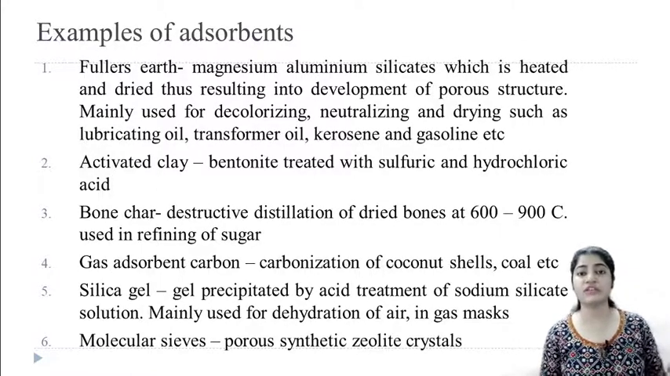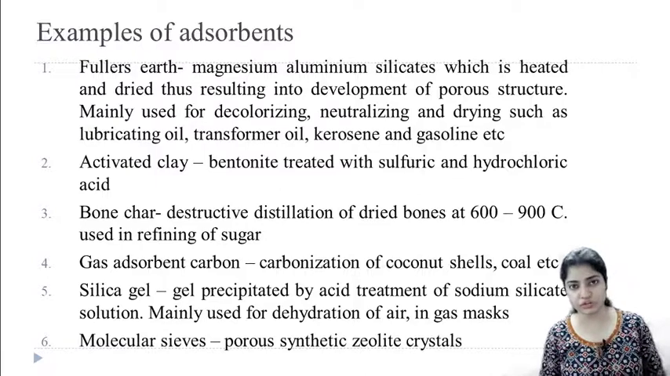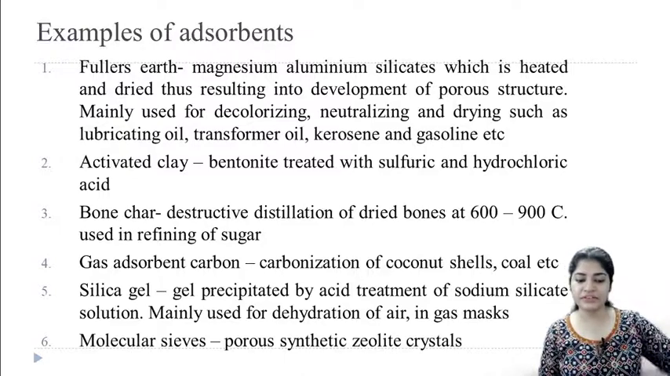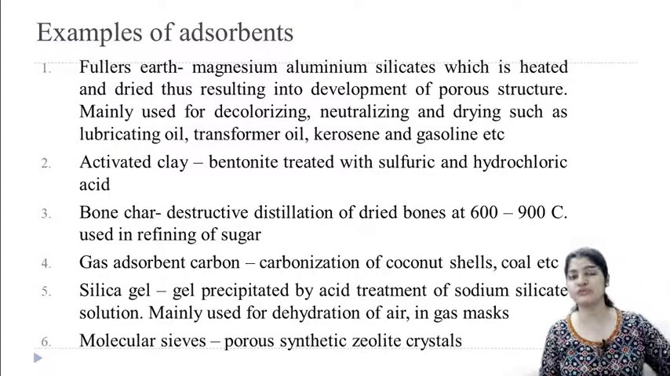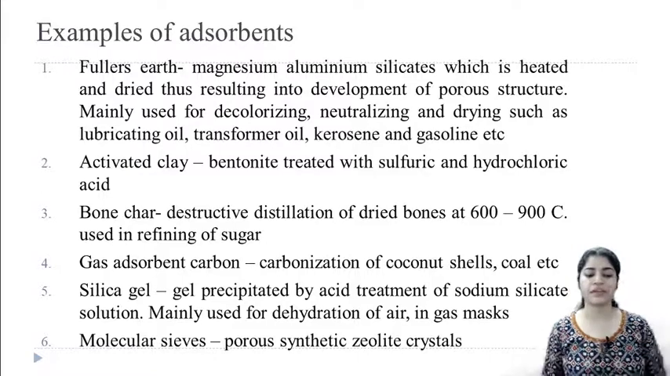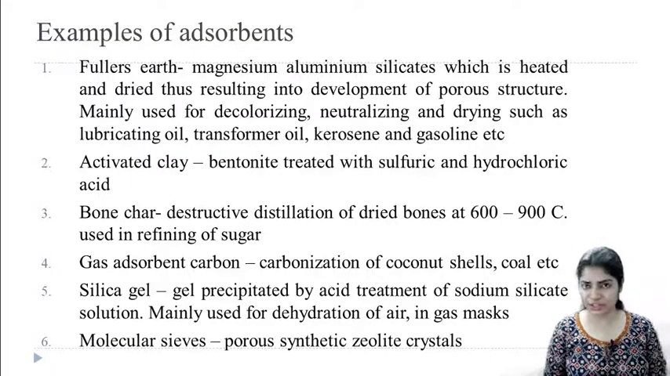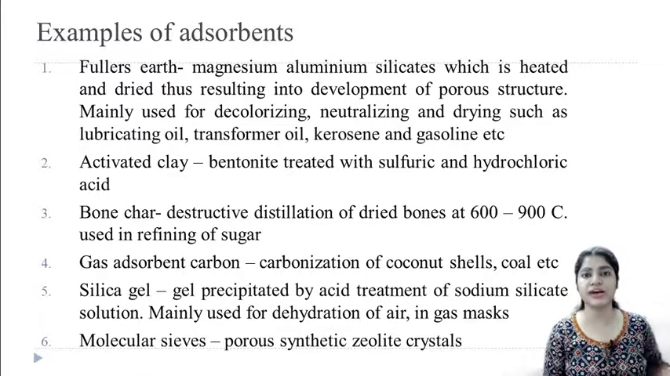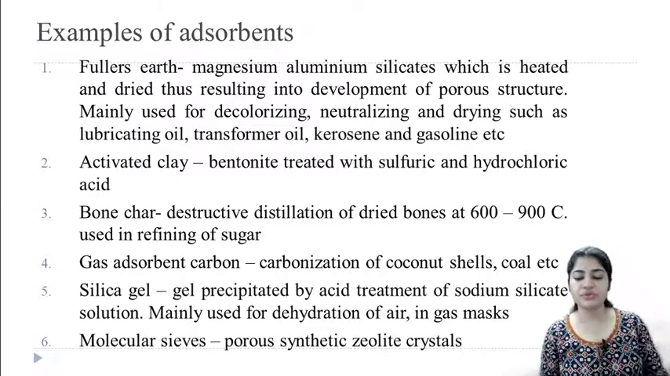Your sugar is made from what? It's made from sugarcane juice. So brown color is there in the starting. So we have to purify it to what? White color. So for that refining of sugar, we are using bone char. Next, gas adsorbent carbon. It is produced by carbonization of coconut shells, coals, etc. Then next is silica gel, which is mainly used for dehydration of air, and it is used in gas masks, right? In the pollution mask, you generally use silica gel.